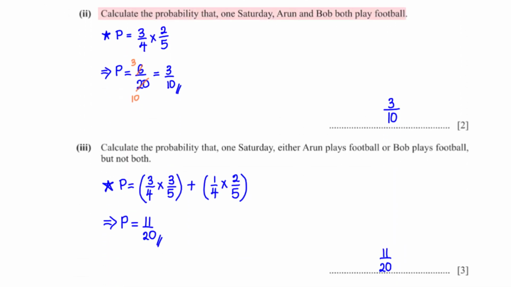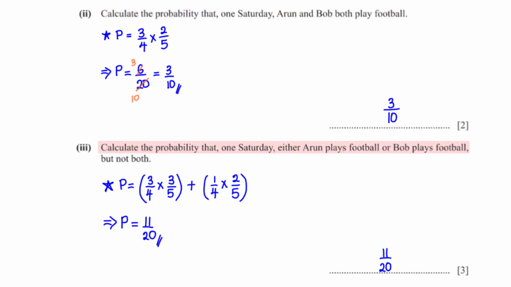Calculate the probability that one Saturday, Aaron and Bob both play football. The probability that Aaron plays football is 3/4, and the probability that Bob also plays football is 2/5. When we type this into the calculator, we get 3/10.